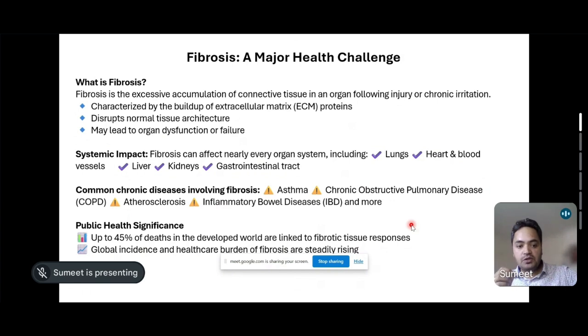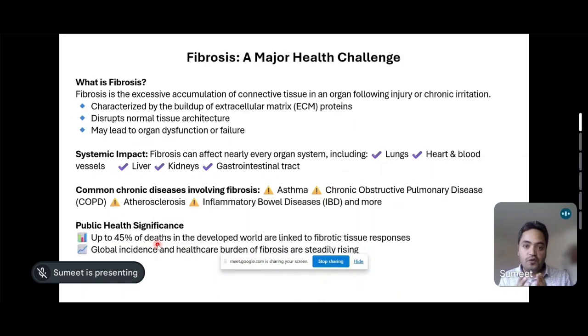There are multiple chronic diseases which involve fibrosis. For example, asthma, COPD, atherosclerosis, IBD, IPF, and many more. Up to 45% of the deaths in the developed world are actually linked to the fibrotic tissue response, and the global incidence and healthcare burden of fibrosis is steadily increasing.